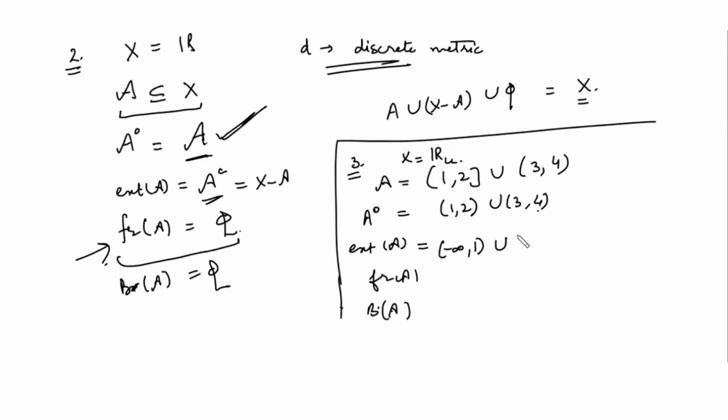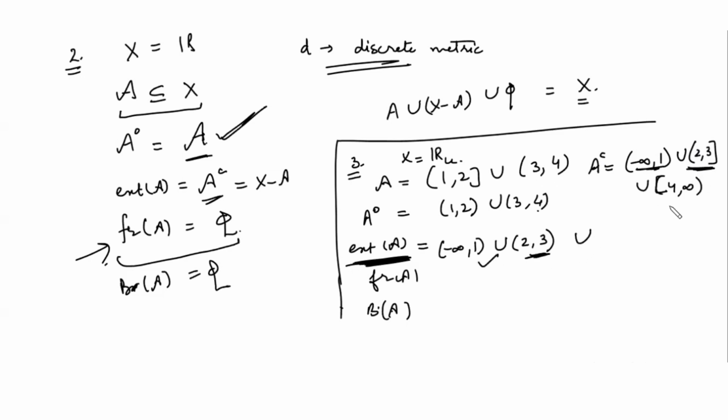Union, now closed interval, sorry, open interval 2 to 3. No, for the exterior we need interior points of the complement. You can write the complement first. Its complement will become minus infinity to 1 closed, union 2 to 3 closed, union closed 4 to infinity. But now you have to find the interiors of it. So this is open, this as it is. For this, open interval 2 to 3. For this, open interval 4 to infinity. So this will become the exterior.